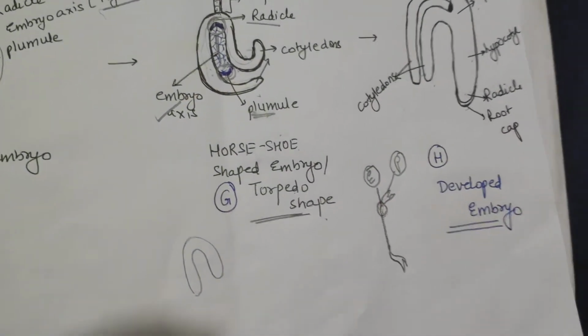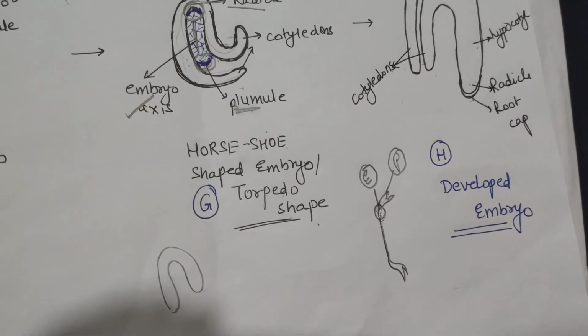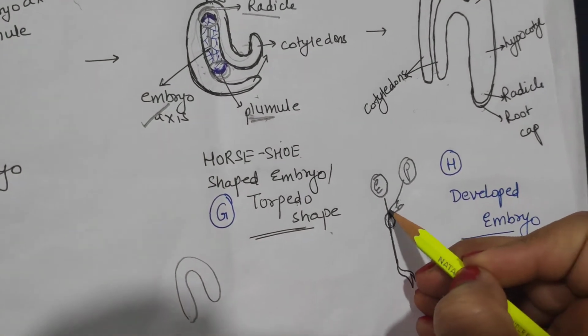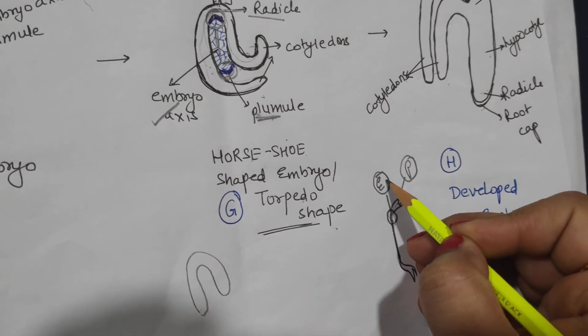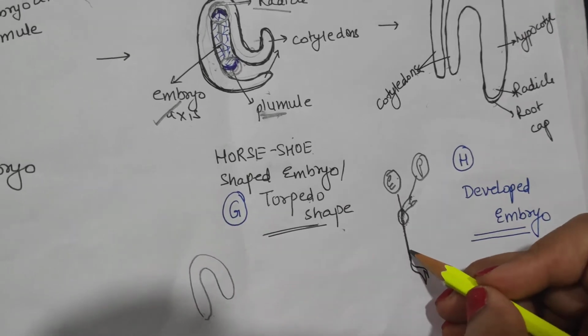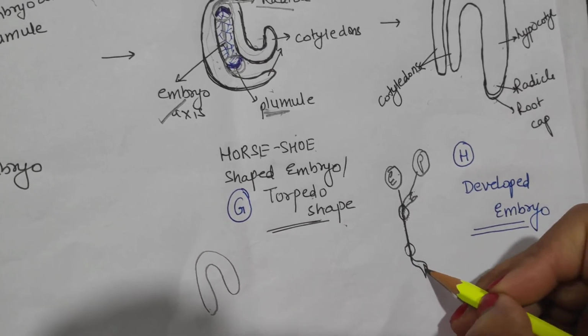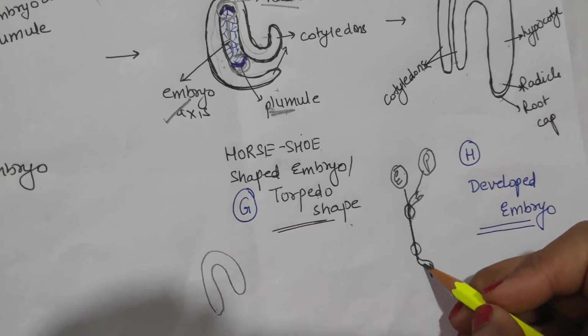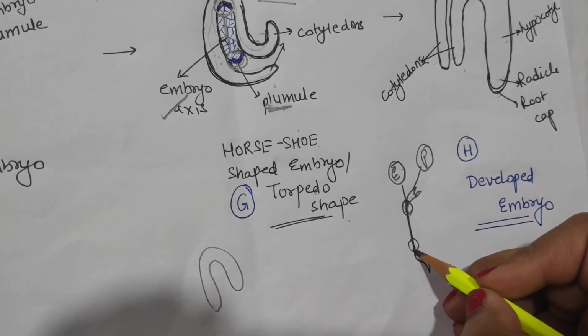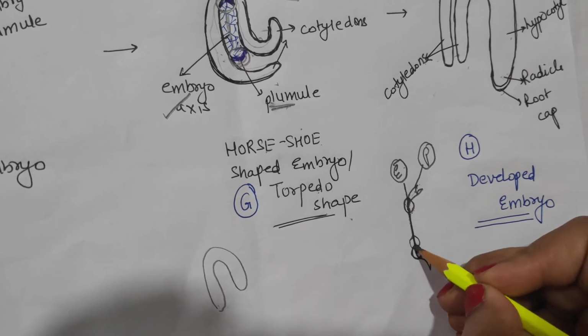Again I repeat, the portion of the embryonal axis just below the plumule is called epicotyl, and the portion of the embryonal axis from which the radicle is going to form, the portion just behind the radicle, is called hypocotyl.